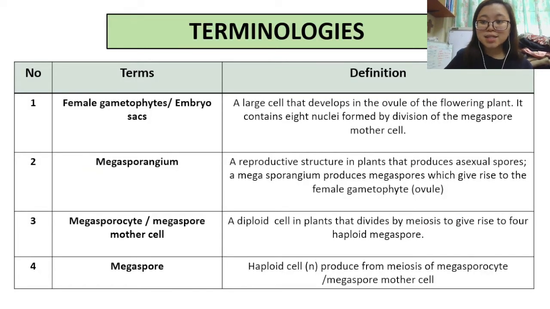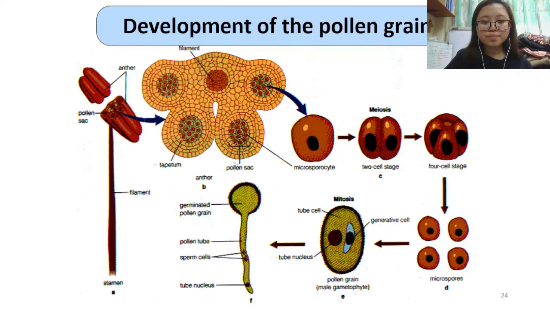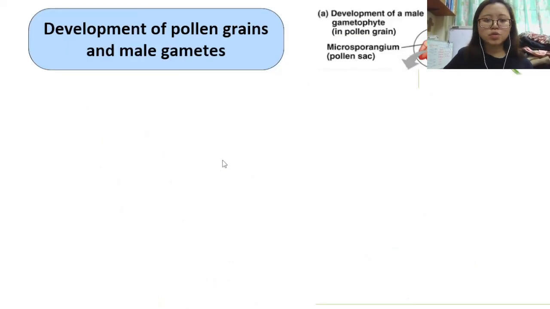So once again, these are the terminologies. You can read these in your own time. Those were talking about the structure of each of the female and the male gametophytes. Now we'll talk about how they are formed. Kita cakap pasal pembentukan pollen grain or development of the pollen grain. We'll focus on the male one first for now.